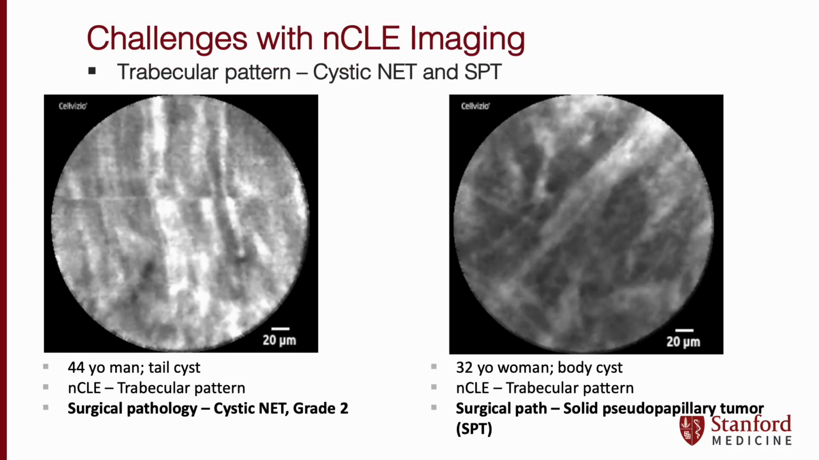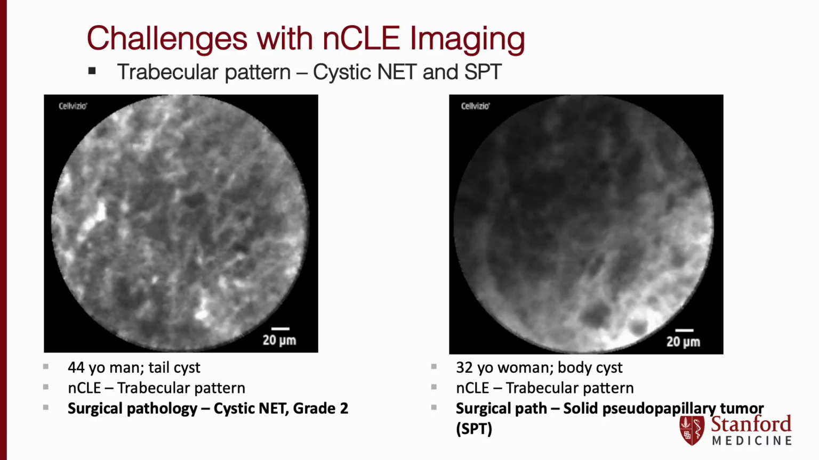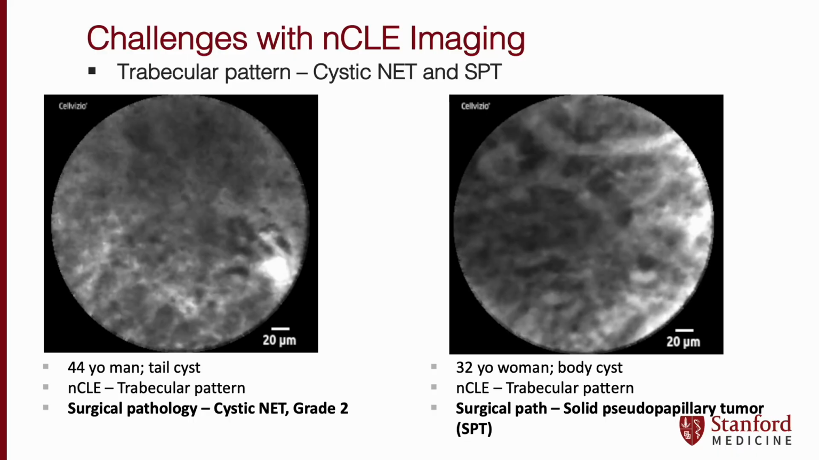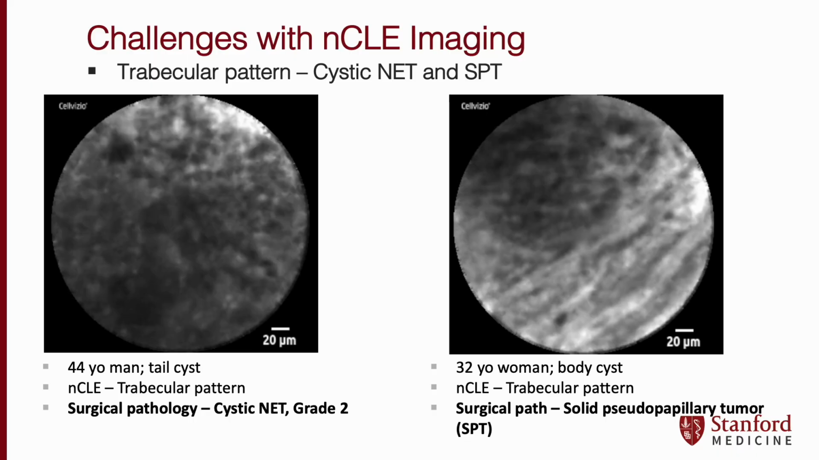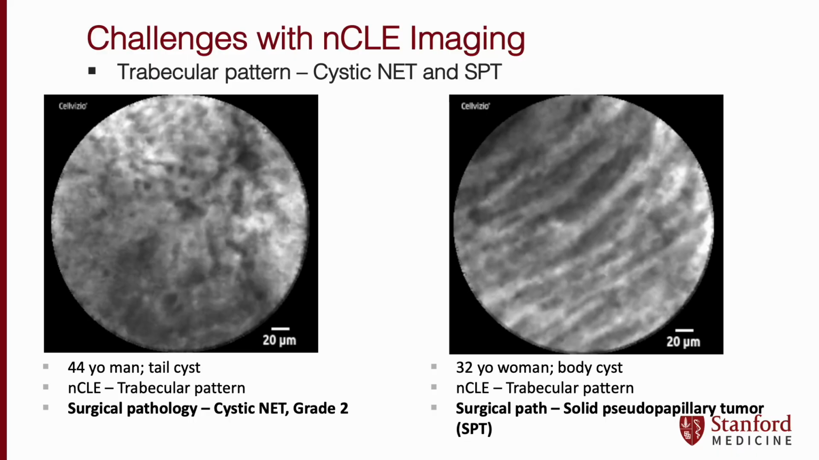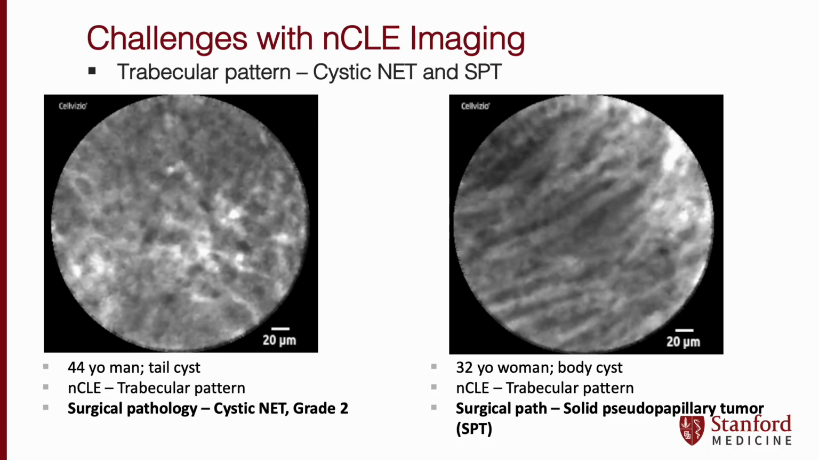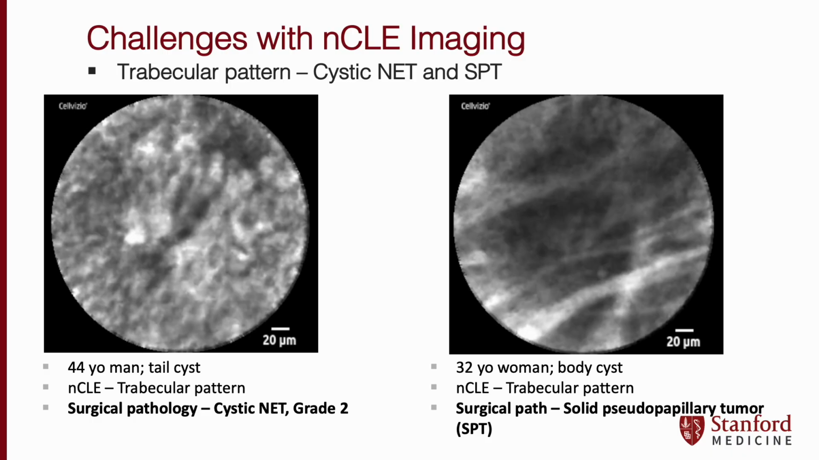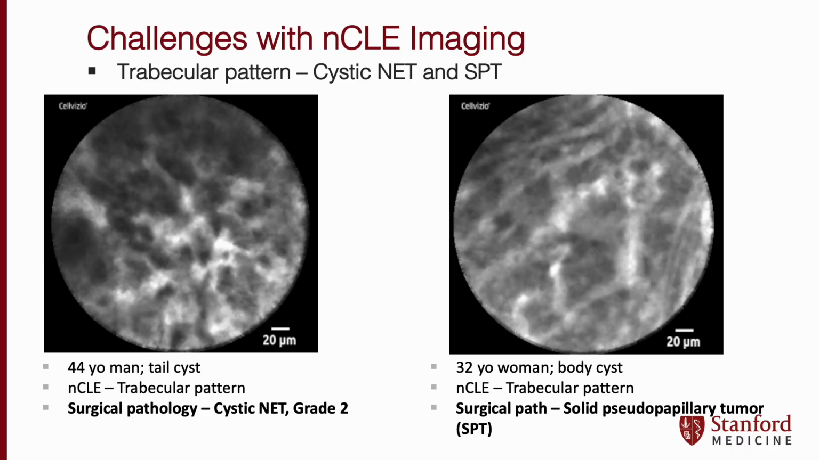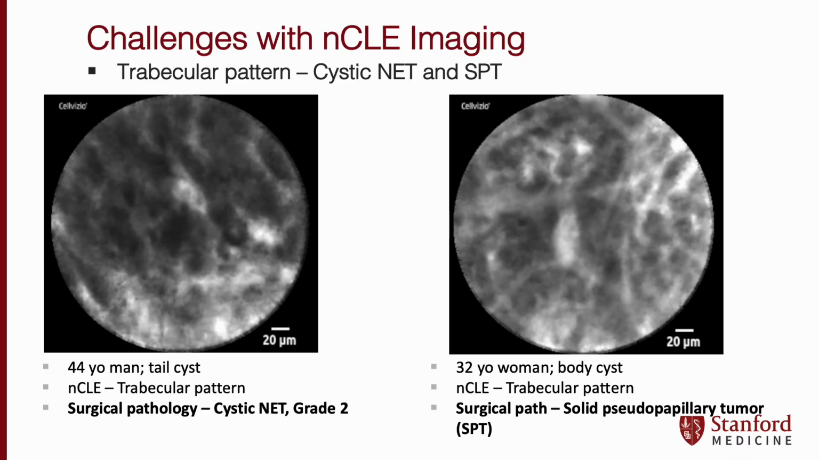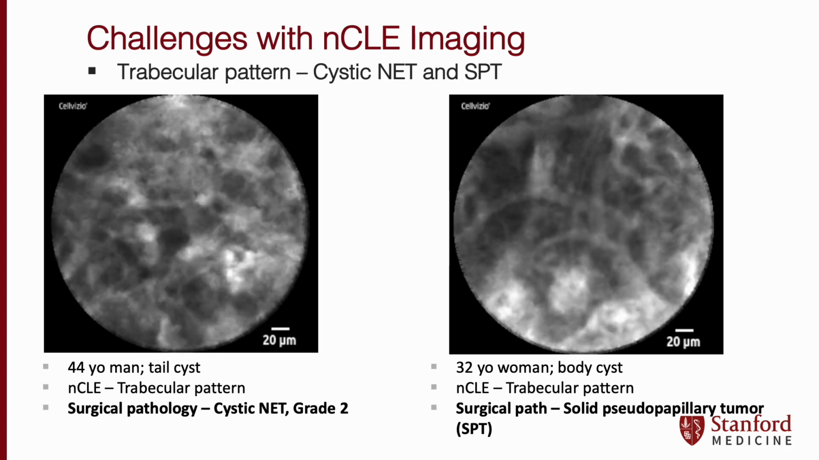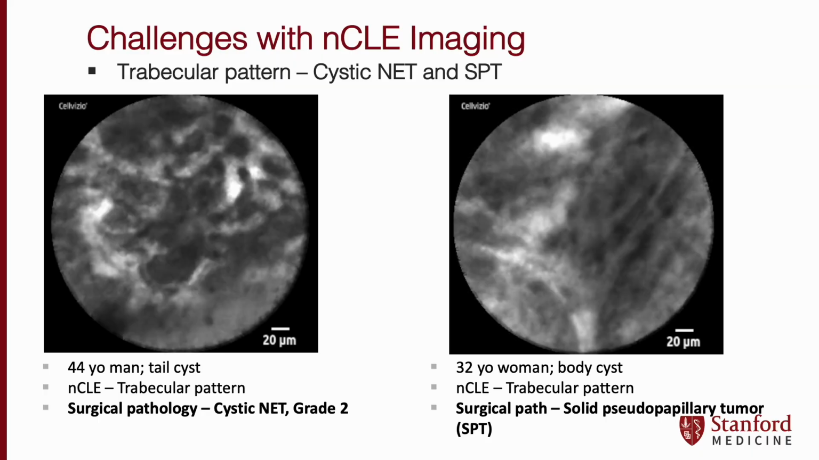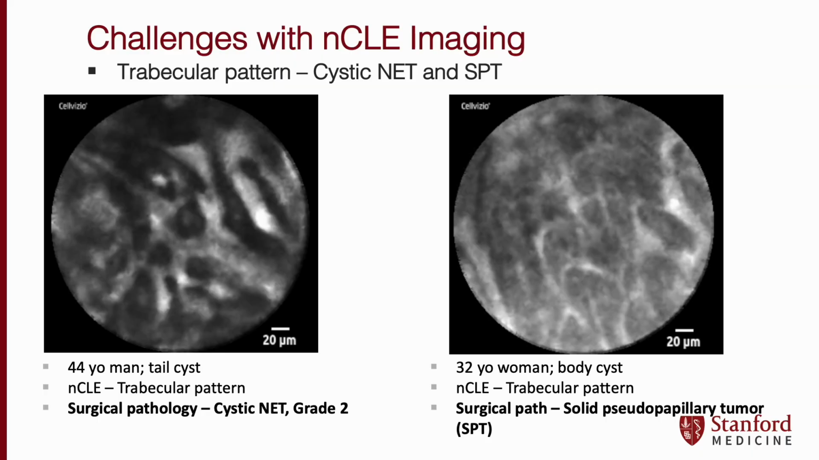We know with NET and pseudopapillary tumor of the pancreas, they have these trabecular features. These are clusters of dark cells that are separated by fibrovascular stroma. They both look the same. You can't distinguish them based on NCLE, so you're going to need to do biopsies, and biopsy yield is really high in these cysts, and you need immunostaining to be able to distinguish both.